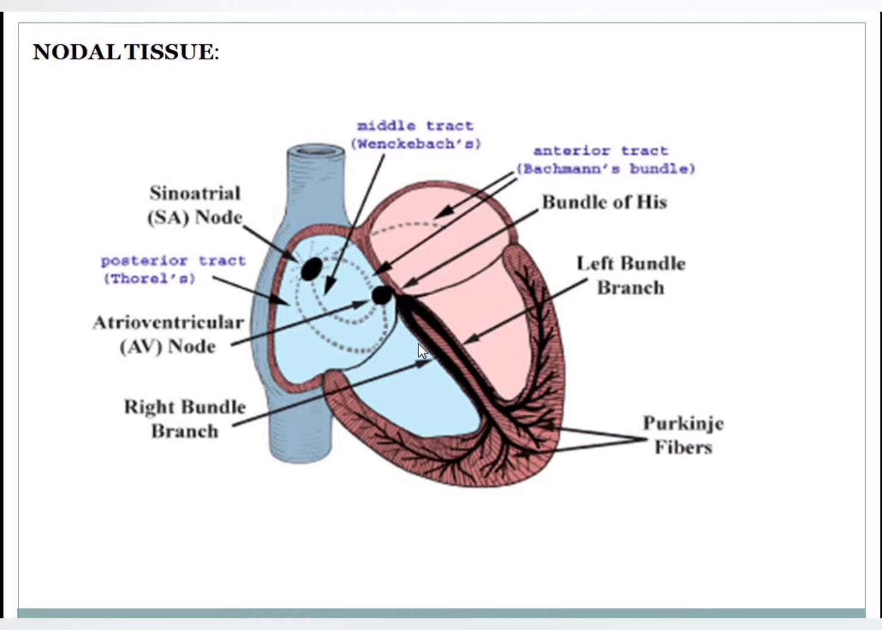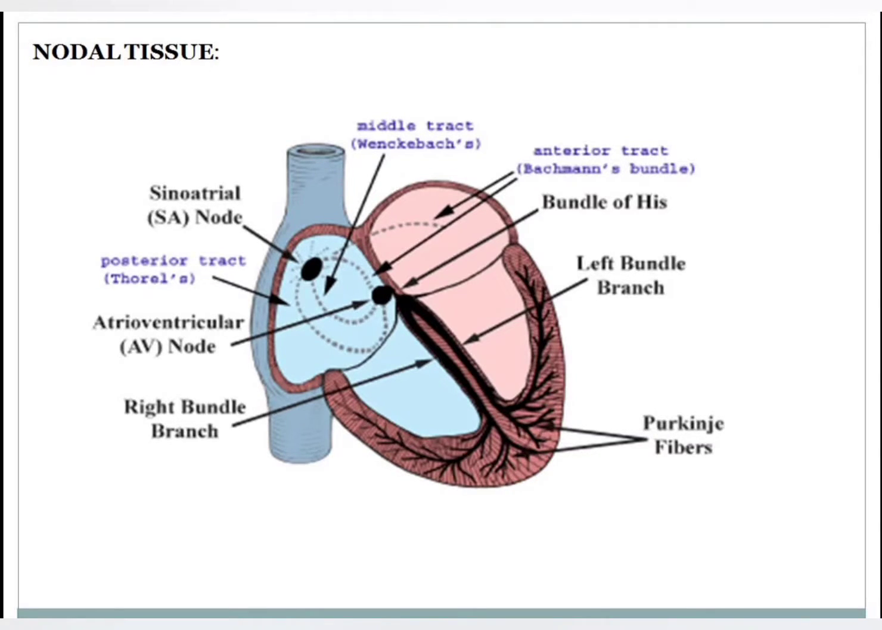There is a bundle of nodal fibers called the atrioventricular bundle. A lot of fibers are connected and pass through to the ventricles. They are divided into the left bundle branch and the right bundle branch. These bundle branches are arranged to pass through and cover all the ventricles.